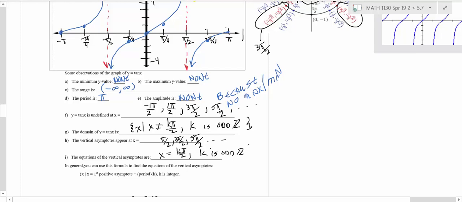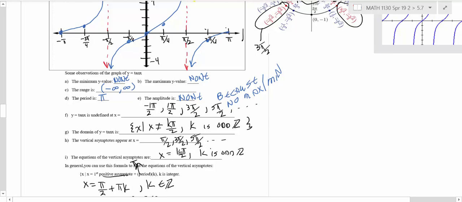Now, there is a formula. If you have trouble, I always want you to try to see if you can write that formula yourself. And most of the time, I think you will be able to. It's a little bit different for a tangent. What you do is you just take the first positive asymptote you find. In other words, pi over 2 is the first positive asymptote. Then you add the period. The period is pi times k, and k is an integer. If you use the formula, k is always an integer.